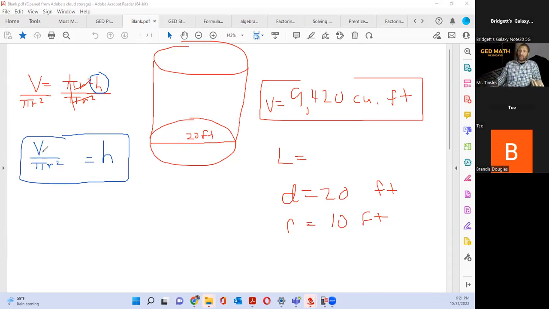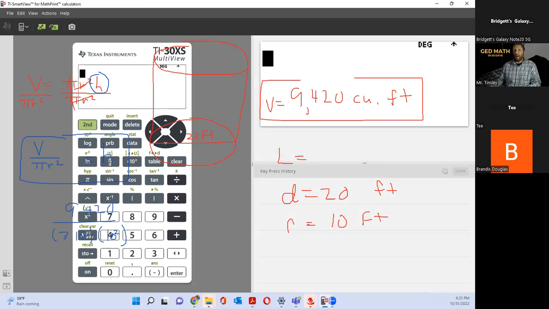Now, all we do is substitute. What's V? 9,420. What's pi? 3.14. What's the radius? 10 feet. Okay. Now, I'm not going to do all this work myself. I'm going to use the calculator. Stop playing. We're going to use the calculator.